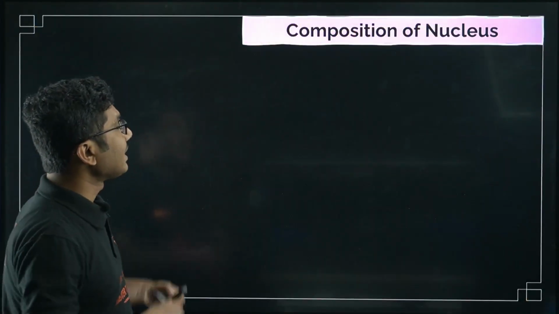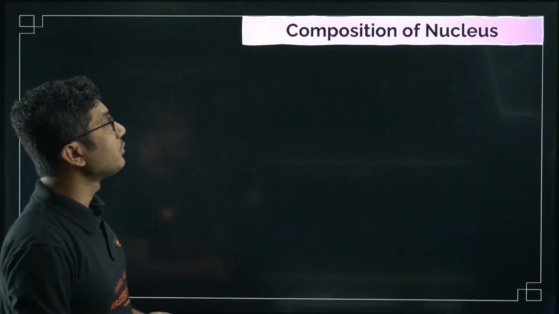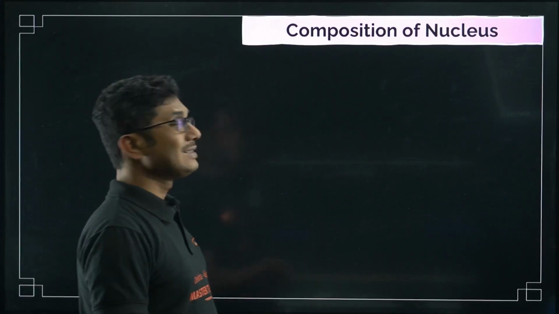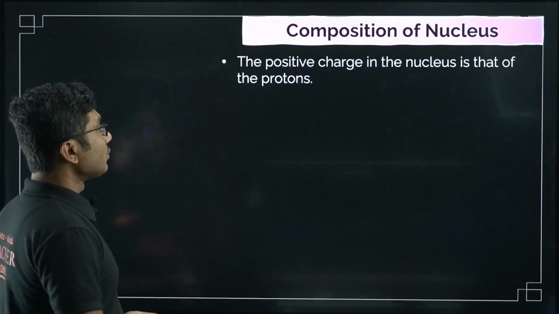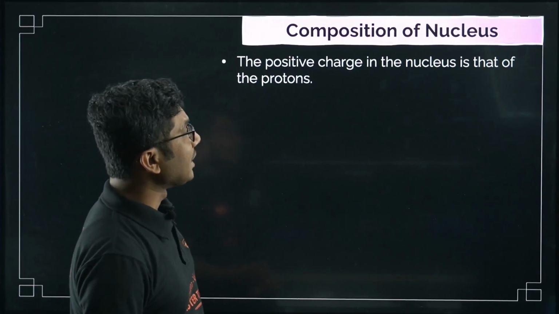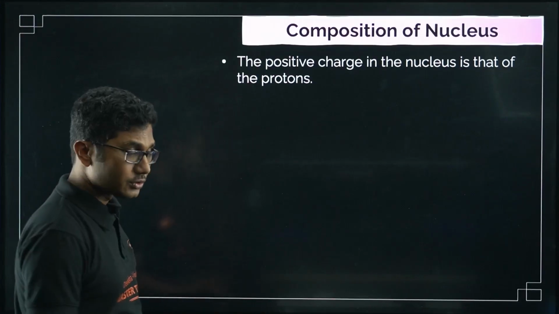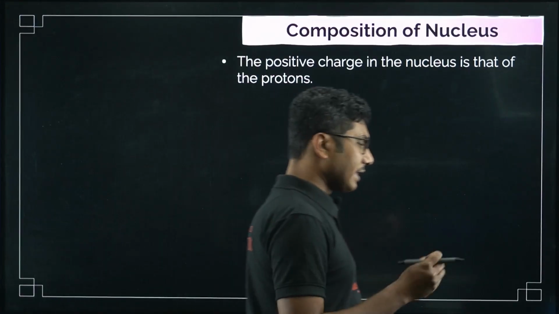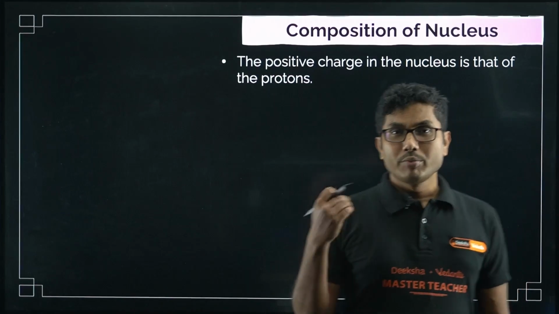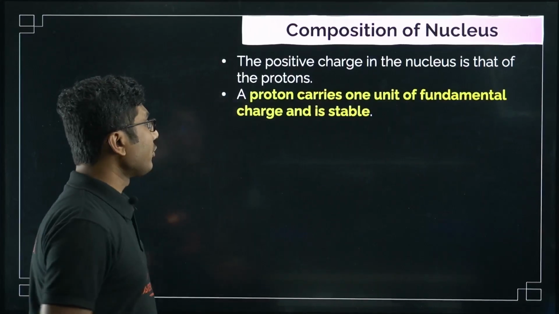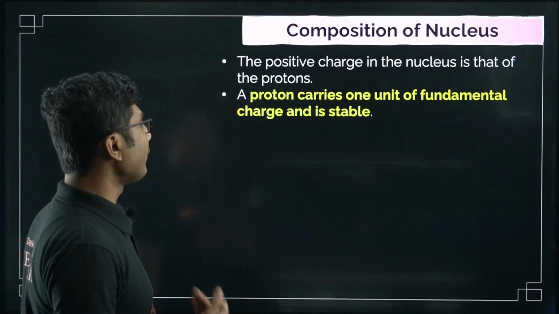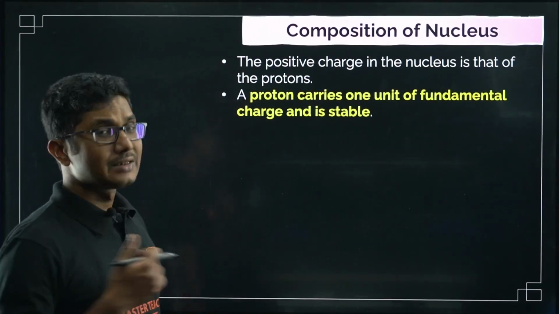Okay, now let's continue with our lecture, composition of nucleus. So what is the nucleus made of? The positive charge in the nucleus is that of the protons. So positive charge that is located inside the nucleus is called protons. A proton carries 1 unit of fundamental charge and it is stable.